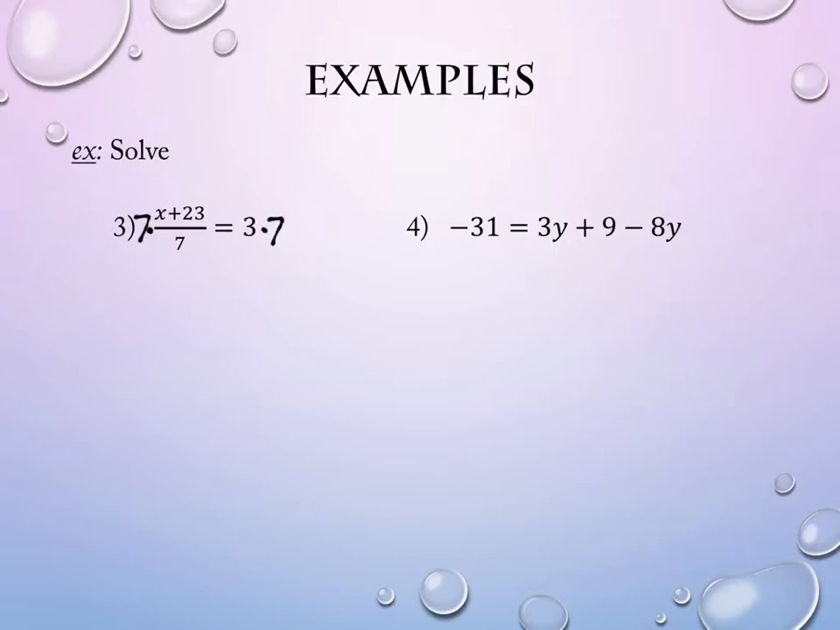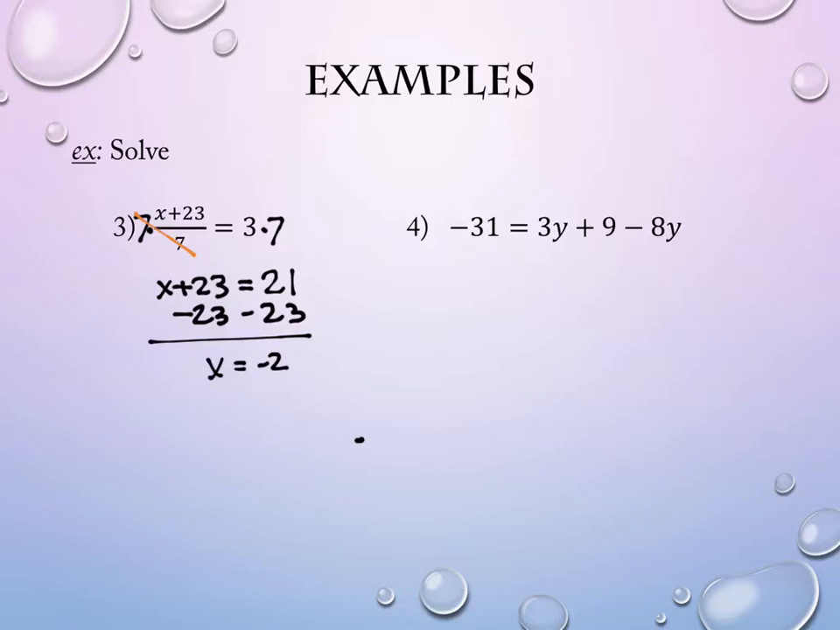So we're going to multiply by 7. So on the left-hand side, those will cancel, leaving me with x plus 23. And on the right-hand side, what's 3 times 7? 21. Okay, what's next? Right, subtract 23. And what is 21 minus 23? Negative 2.